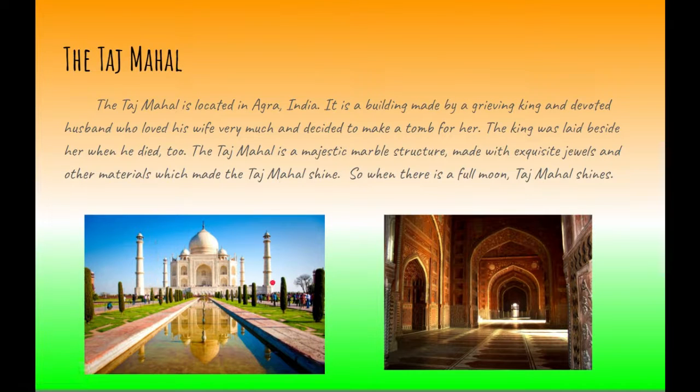Her dying wish was to have a tomb for her, like a big one. And when the king died, he was laid again beside her. And the Taj Mahal is a majestic marble structure made with exquisite jewels and other materials which made the Taj Mahal shine. So when there's a full moon, Taj Mahal shines because it has a protective coating. So this is the indoors. There's like lots of paintings and it's really cool.